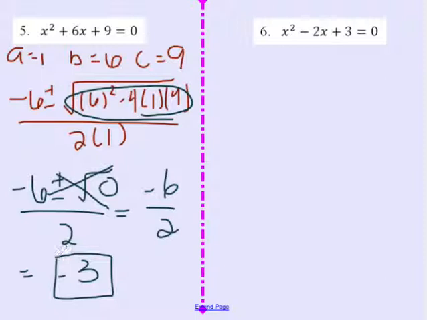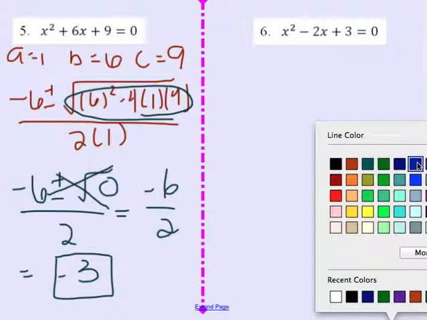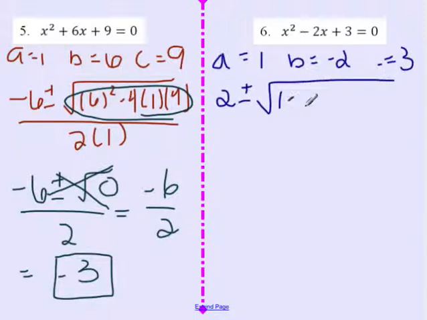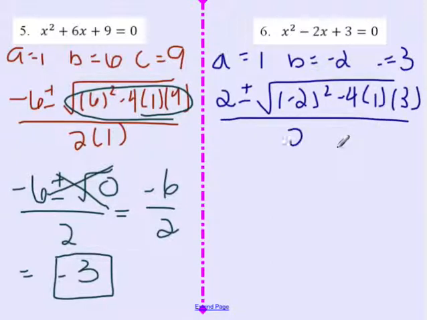So let's take a look at number 6 now. For number 6, we want to do our A, our B, and our C. Our A is equal to 1 because the coefficient with the square term is 1. Our B is equal to -2, and our C is 3. So let's go ahead and plug that in. So x is equal to the opposite of b plus or minus the square root of b squared minus 4ac all over 2a.